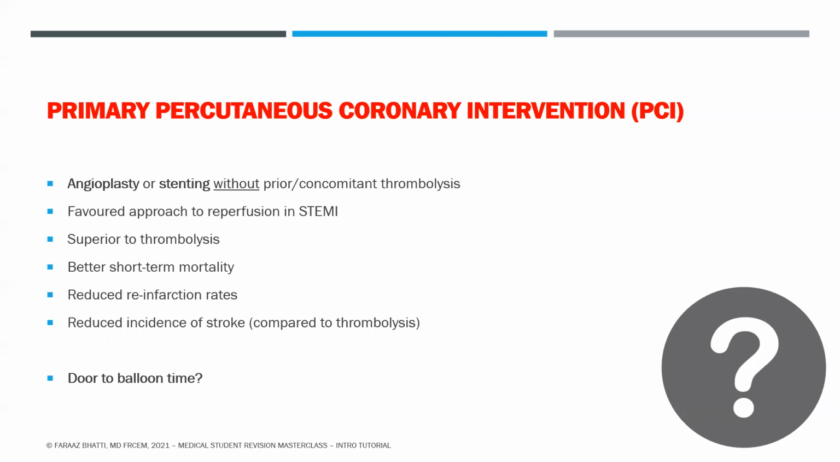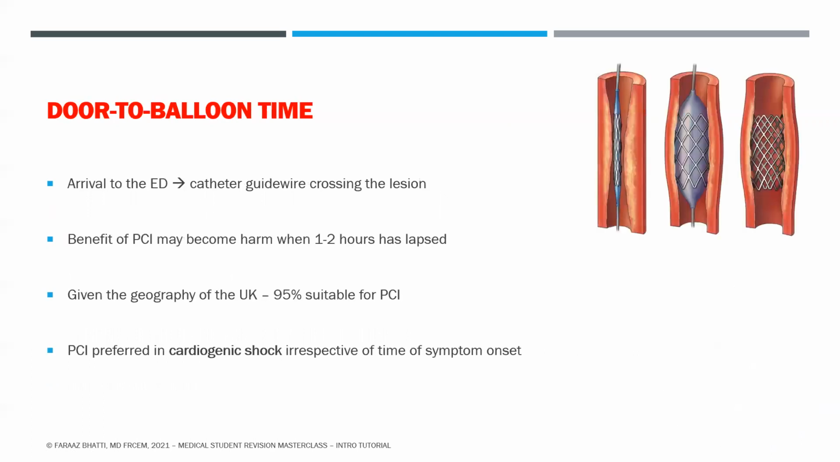So what should the door to balloon time be? And that means the minute the patient hits the door of the emergency department to the time when the angioplasty and stenting is done. So when the wire passes the occlusion. So benefit of PCI may become a harm when 1 to 2 hours have lapsed. So the ideal door to balloon time is 90 minutes. But patients within 2 hours can have a PCI.